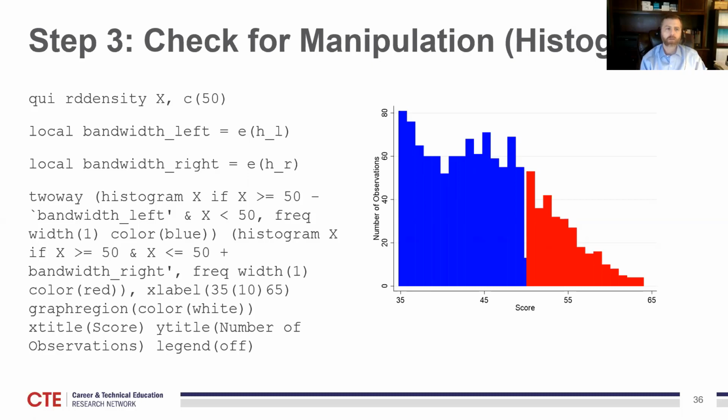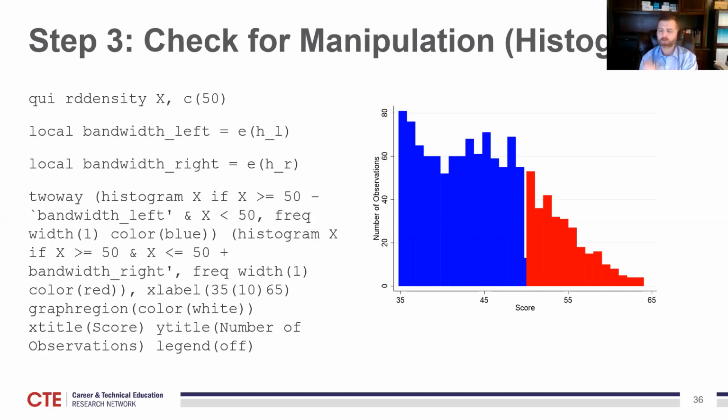In the Stata commands here on the left, the first few lines execute this RD density command, and it does that quietly just to not produce the output, because when you run that command, Stata stores the optimal bandwidths as results. The next two lines take those optimal bandwidths and store them as a local macro that we can use when creating the histogram. All that code at the bottom is just generating this histogram, coloring the bars for observations below the cutoff blue and observations above the cutoff red.